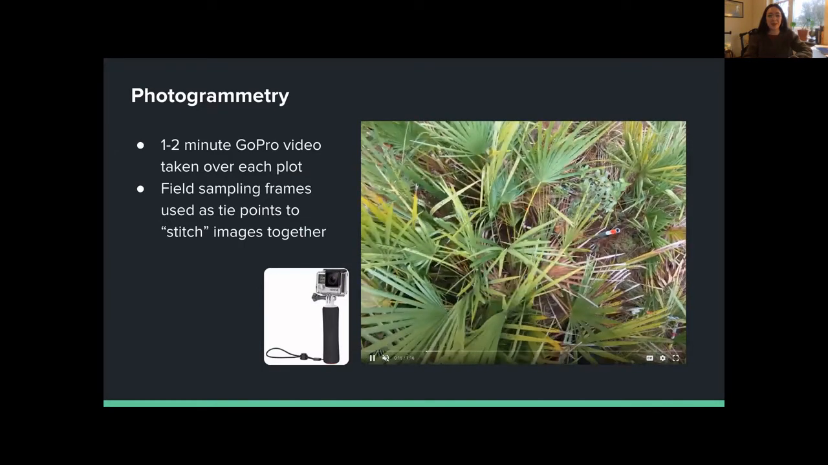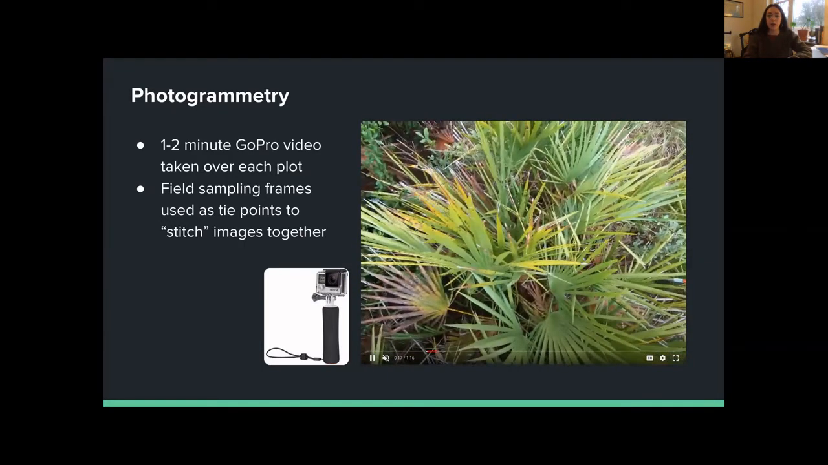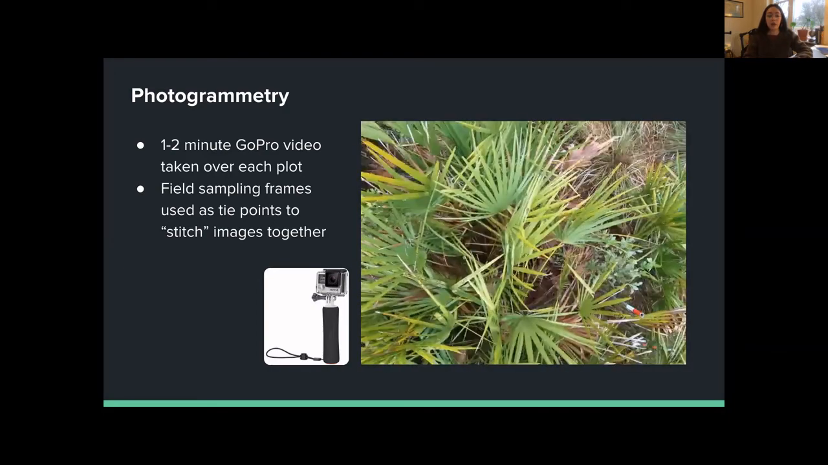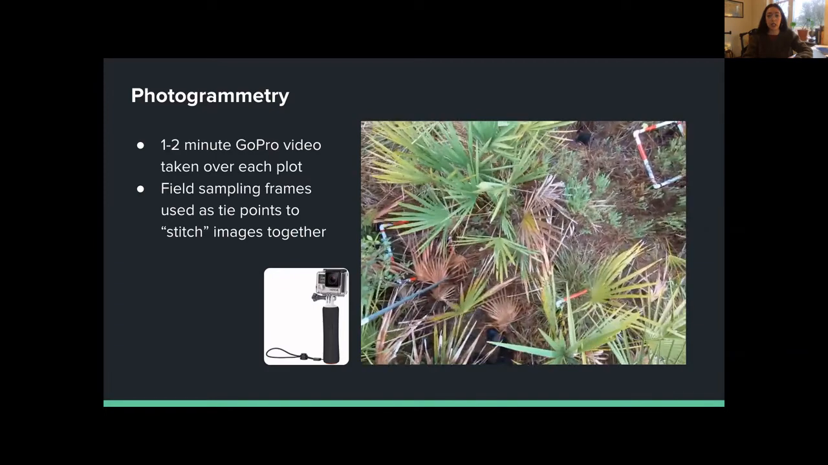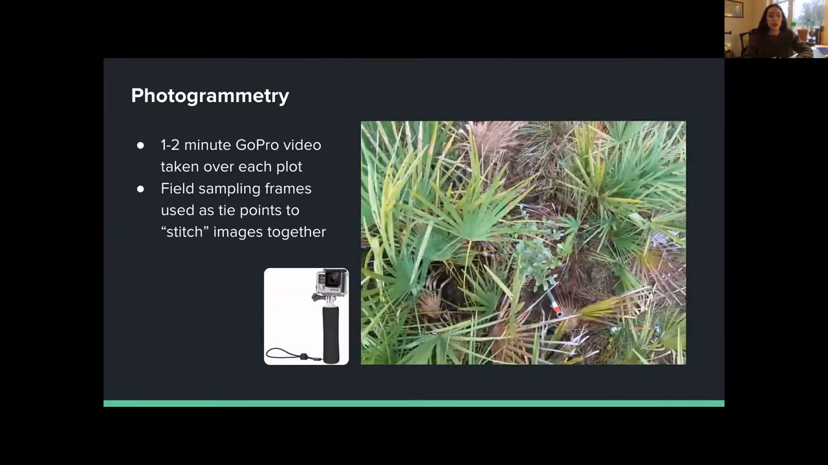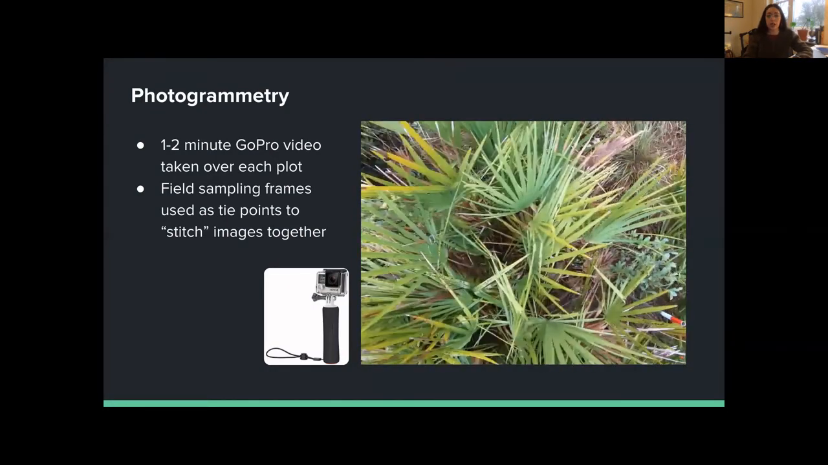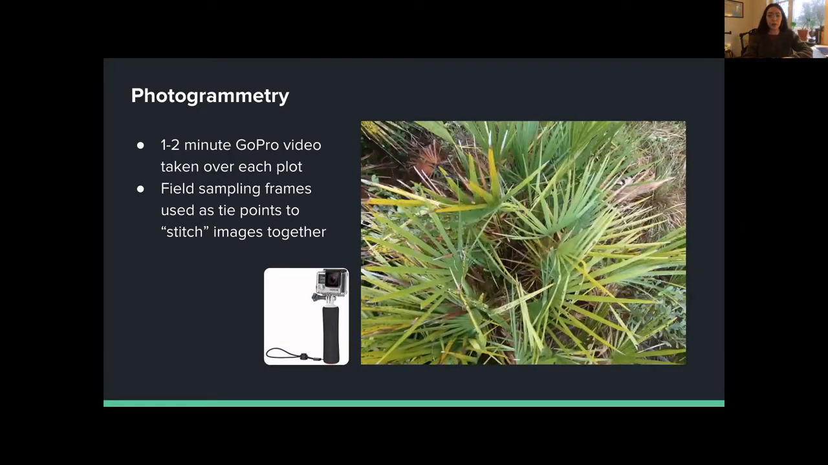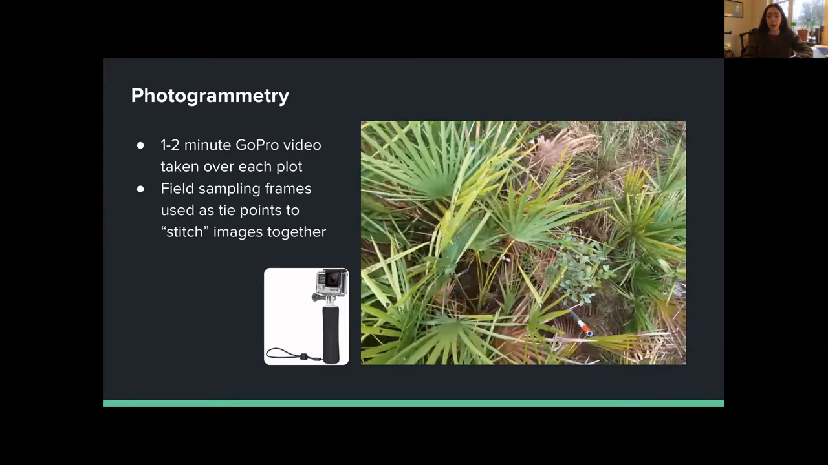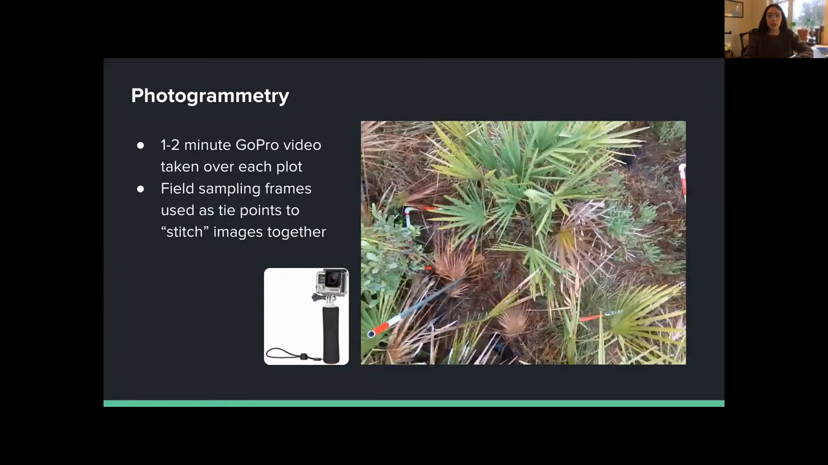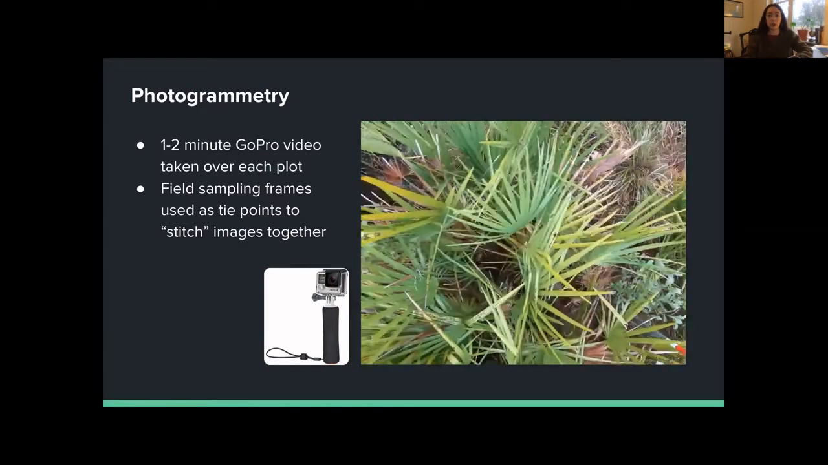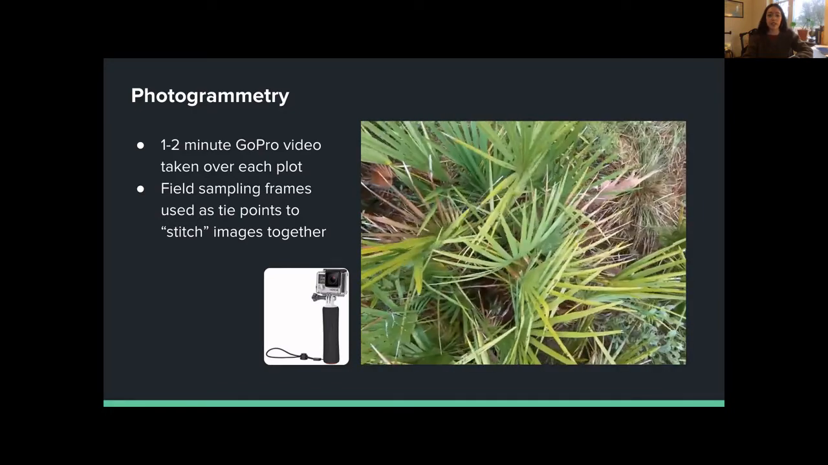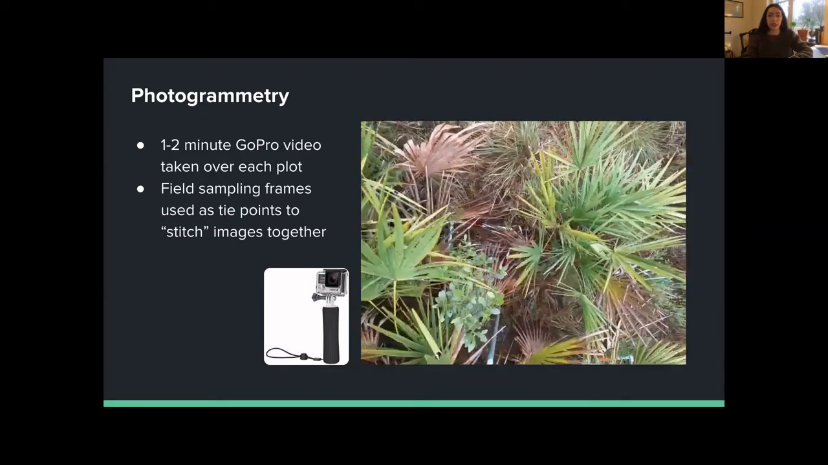So I want to walk you through the process of how our photogrammetry models are actually created. We wanted to develop a consistent framework that was as automated as possible, so that other folks in the future could potentially try this process themselves. Like I already mentioned, we use a GoPro camera. They run a couple hundred dollars each to record video over each of our plots at Lubrecht and Tate's Hell, for a total of 79 plots across both of our sites.